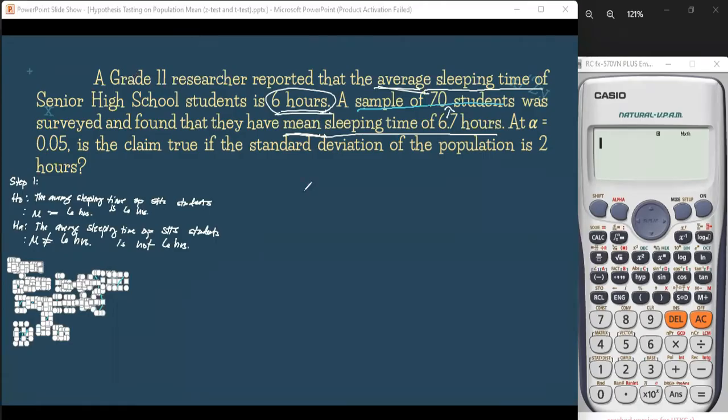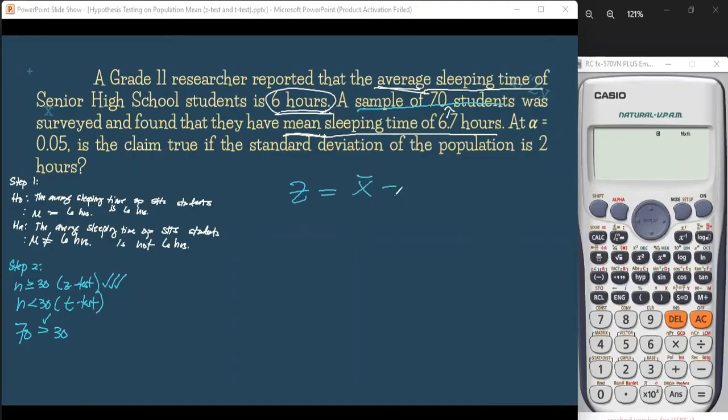So for step number 2, again, we have z. Ang formula po natin ng z is equal to the sample mean minus the population mean all over the population standard deviation over the square root of n. So our sample mean here, yung nakalagay natin na sample mean dito po is 6.7 minus what is our population mean? That is 6 hours.